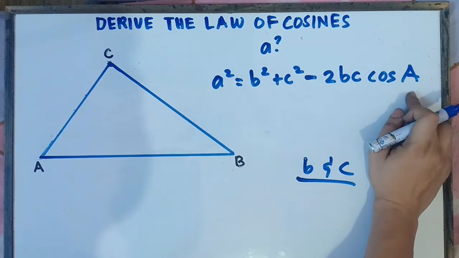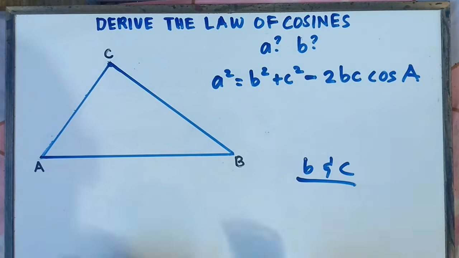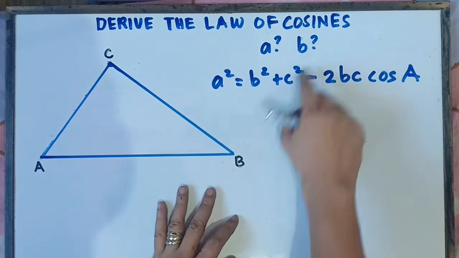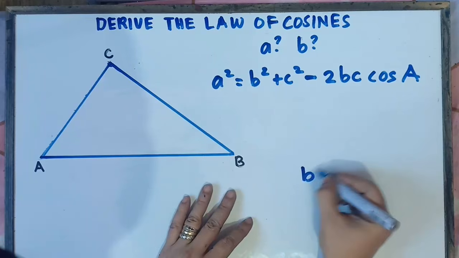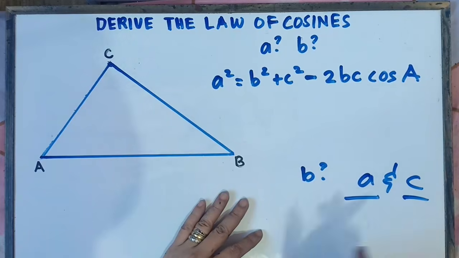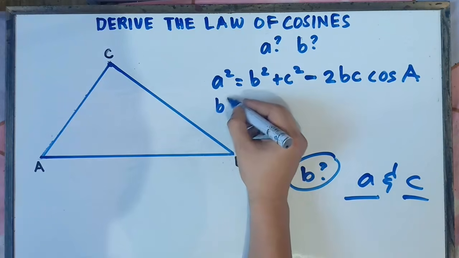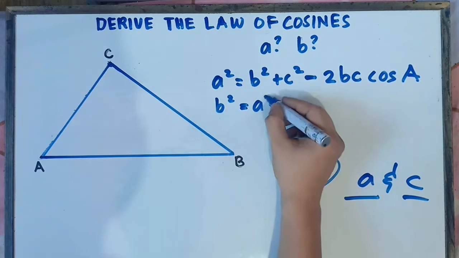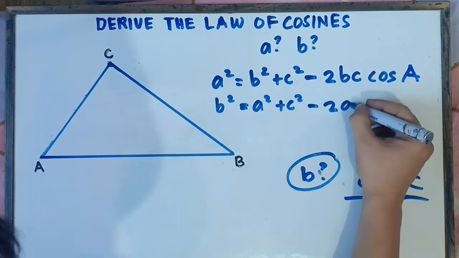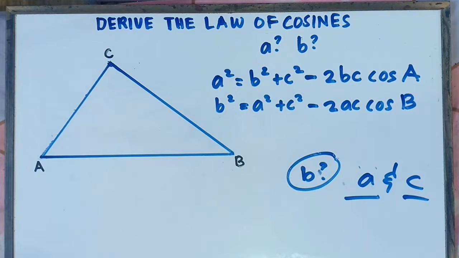Once again, class, if you're looking for side B, this is the thing that you need to remember. If you're looking for side B, you can say that A and C are given. You have the value of A and C because you're looking for side B. Therefore, your formula should be B squared equals A squared plus C squared minus 2, and then the given AC cosine and then angle B. That's the thing that you need to remember.